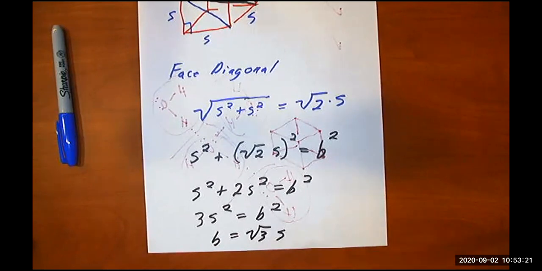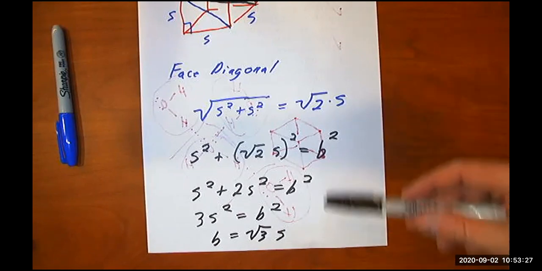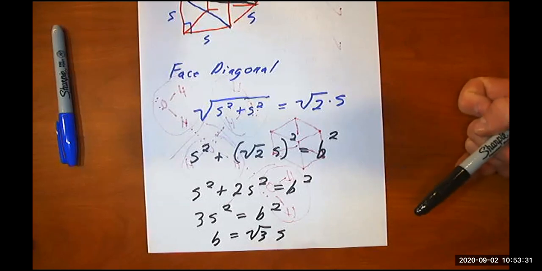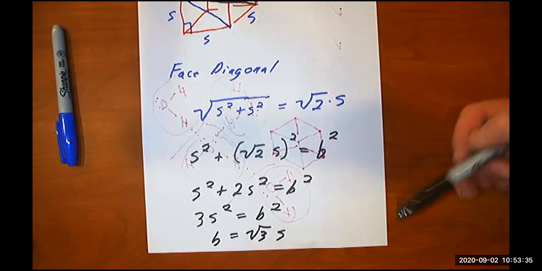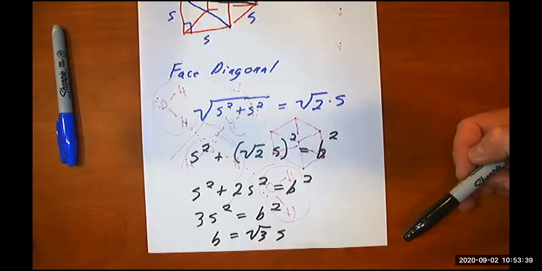Okay. So this is just the geometry of a cube. This has nothing to do with unit cells or anything like this. This is just the relationship between the sides, the face diagonals, and the body diagonals. And all you need to figure that out is the Pythagorean theorem.